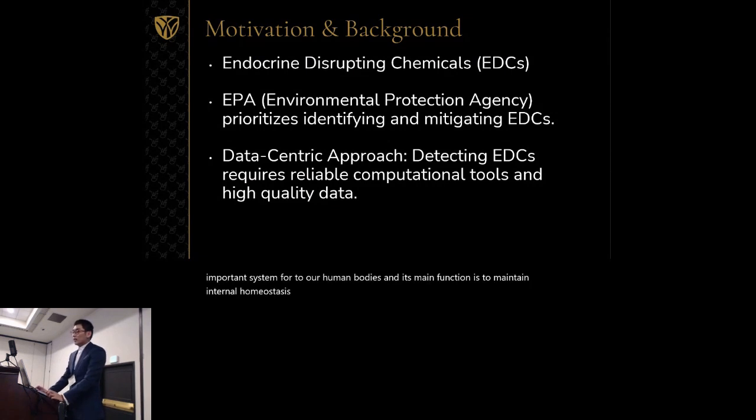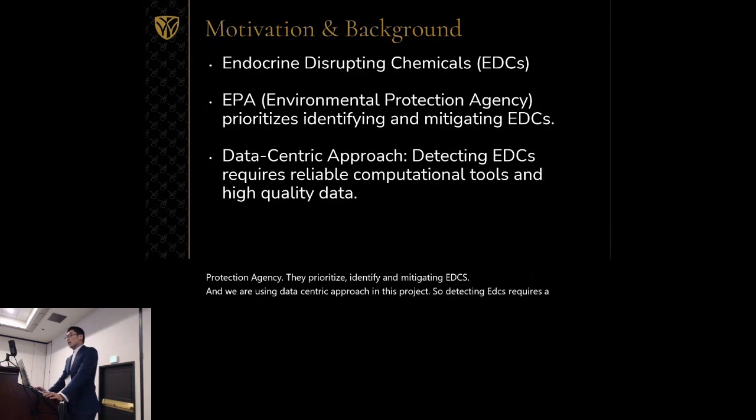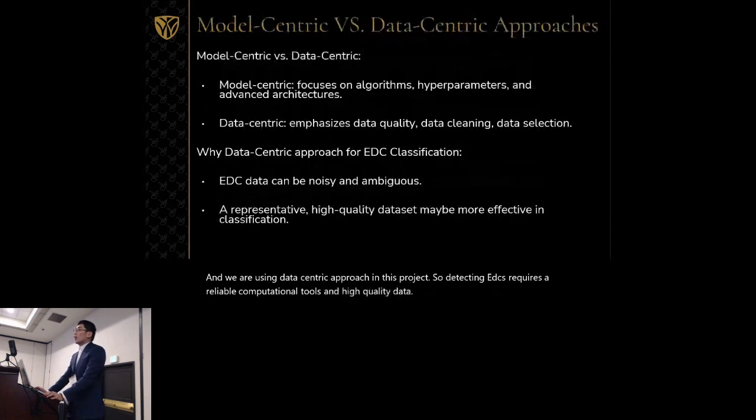So the data we get is from EPA, which is the Environmental Protection Agency. They prioritize identifying and mitigating EDCs. And we are using a data-centric approach in this project. Detecting EDCs requires reliable computational tools and high-quality data. So we first talk a little bit about model-centric versus data-centric approaches.